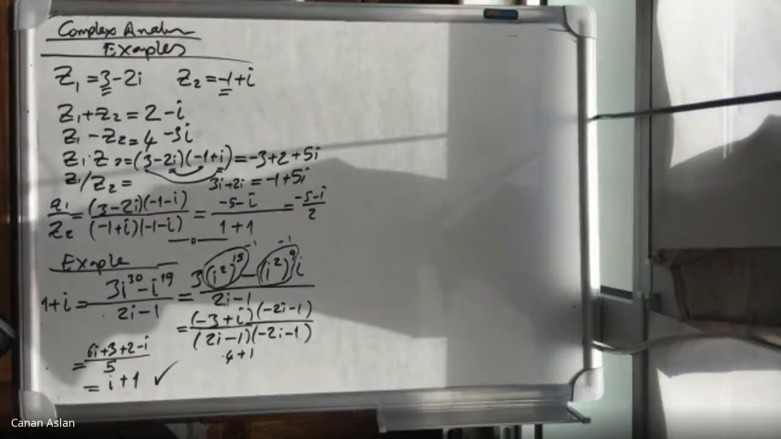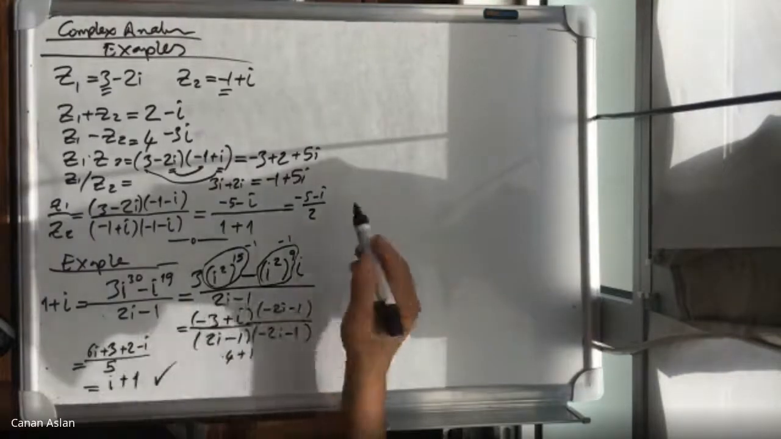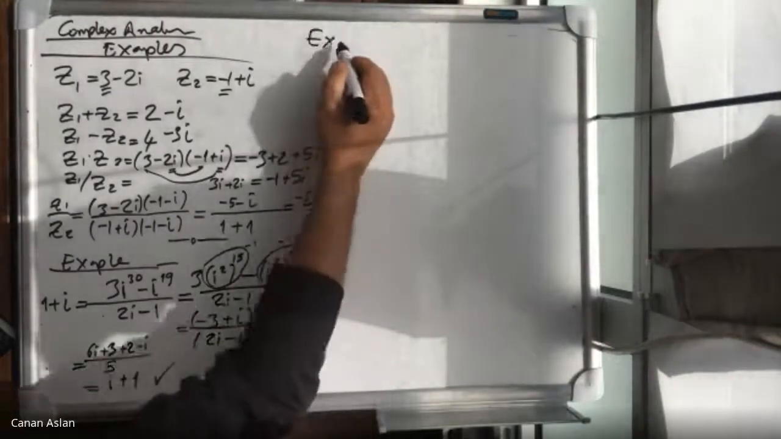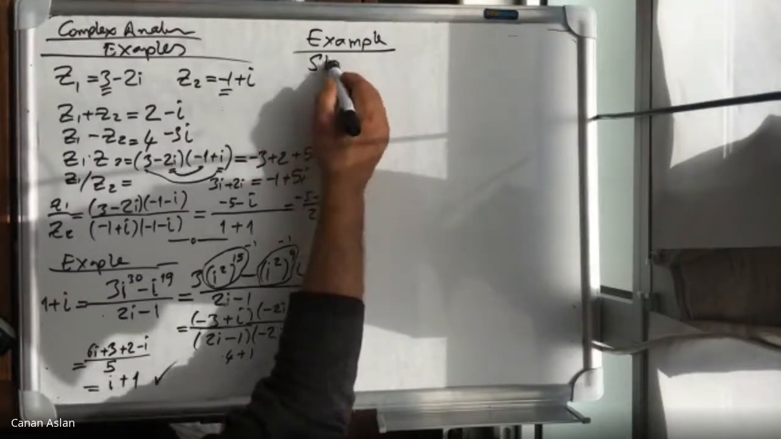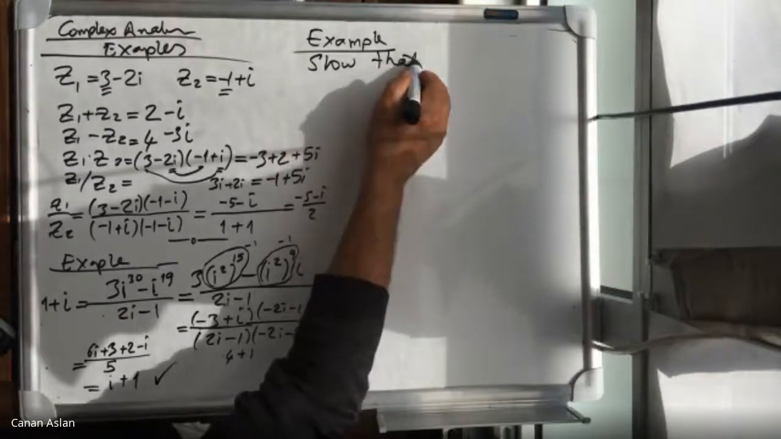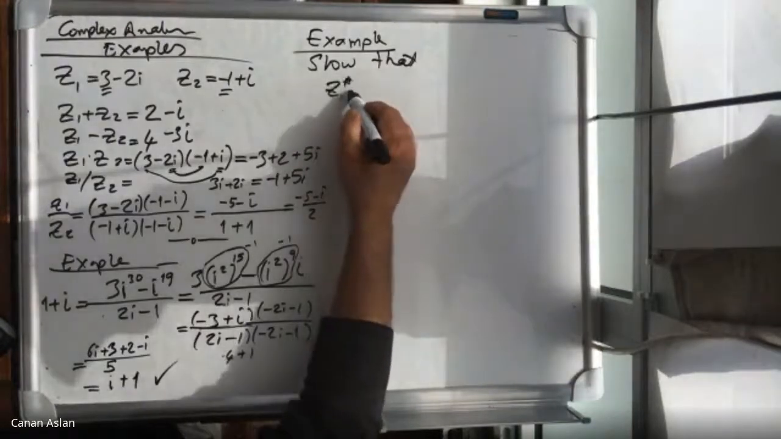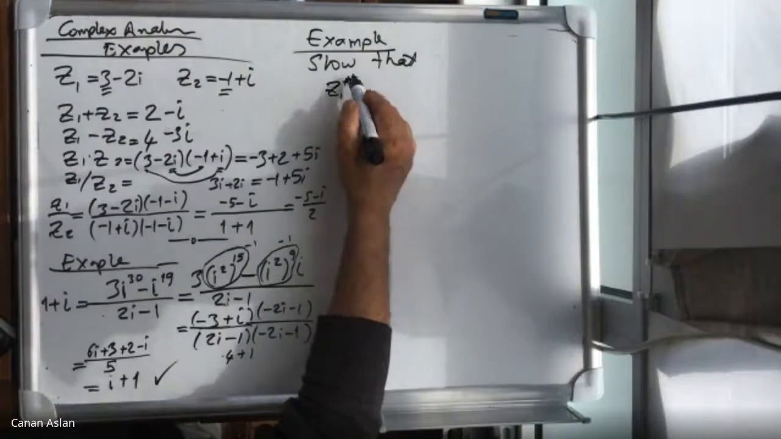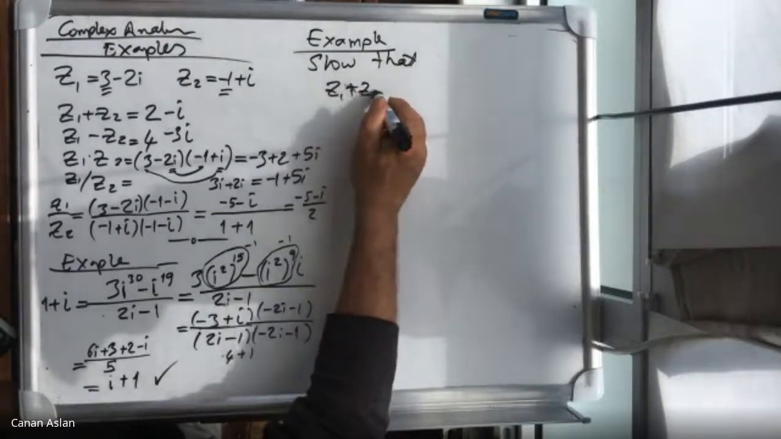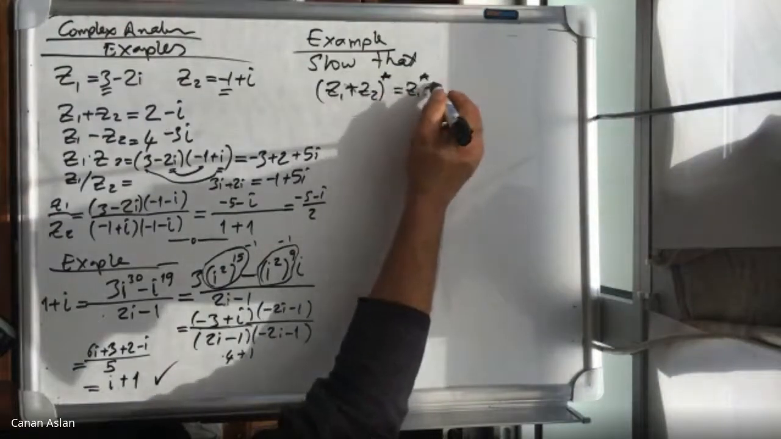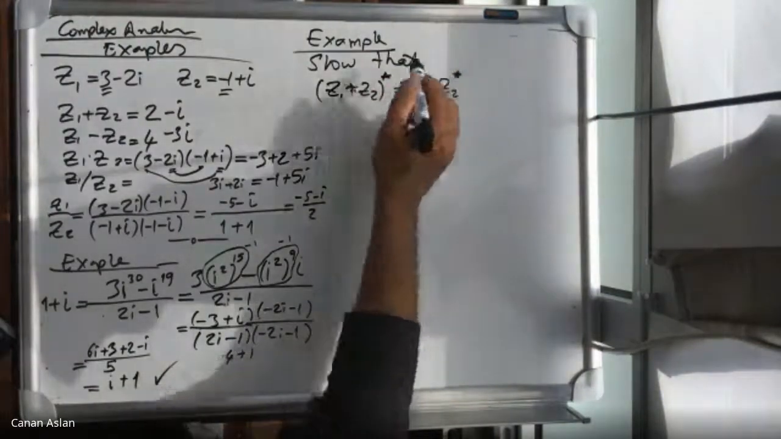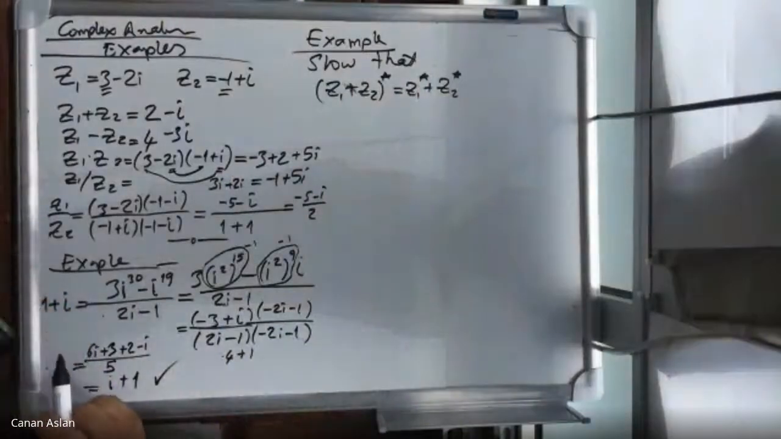Now we can show another example here. In this example, show that the conjugate of Z1 plus Z2 is equal to Z1 star plus Z2 star. Okay, this is how we have to do things.